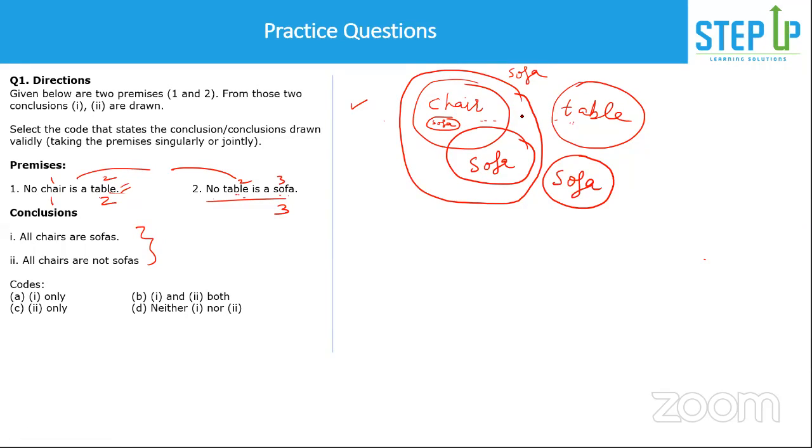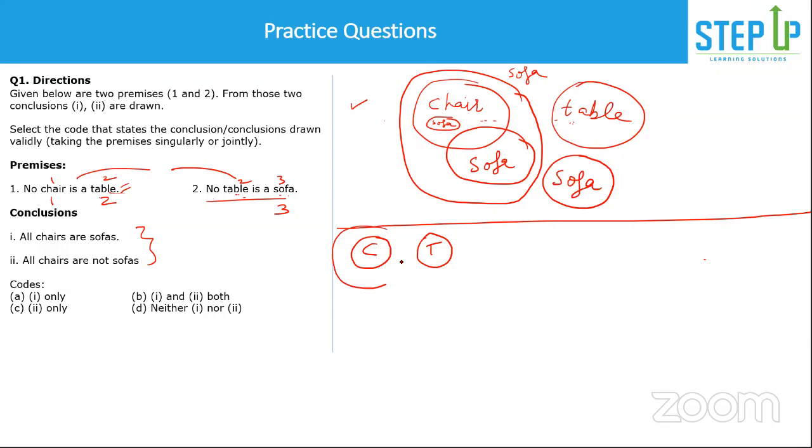No chair is a table. So no common sense, no reverse logic you will use. The question said no chair is a table. That means I understood chair, separate circle, table, separate circle. This is the only information I had. Now the second statement says no table is a sofa, meaning the table and sofa are separate. But if I make sofa here, still it is separate. Still it is correct as per the statement.